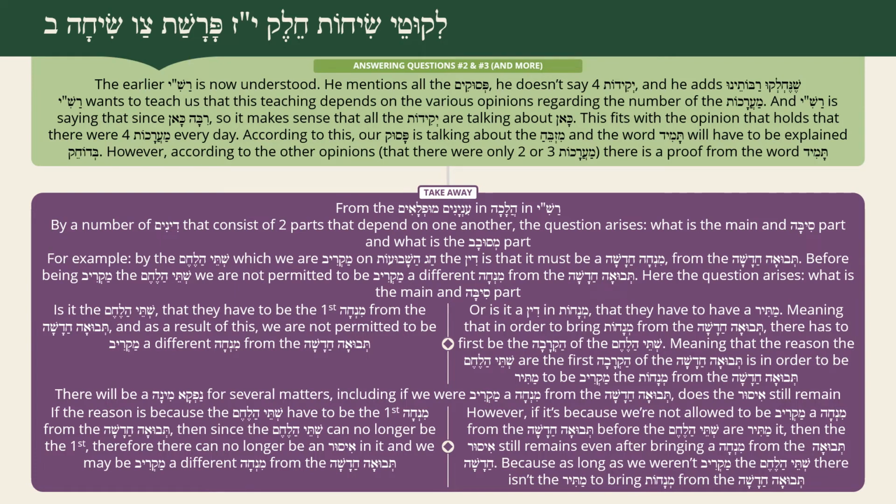And there will be a nafkamina for several matters, including in the case if we were makriv a mincha from the Tvuah Chadasha before the Shtei Alechem. And the question will be, does the Isser still remain to bring other menachas from the Tvuah Chadasha before the Shtei Alechem? So if the reason is because the Shtei Alechem have to be the first mincha from the Tvuah Chadasha, then since the Shtei Alechem can no longer be the first, therefore there can no longer be an Isser in it, and we may be makriv a different mincha from the Tvuah Chadasha.